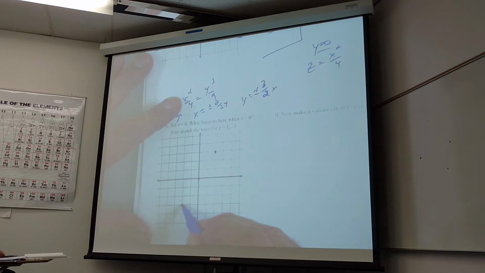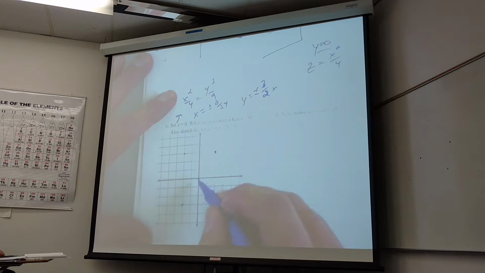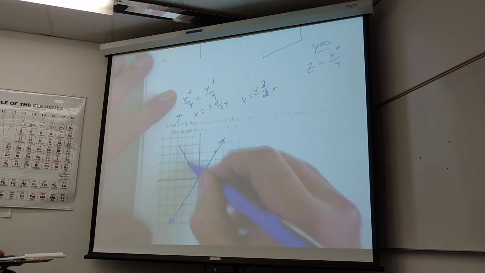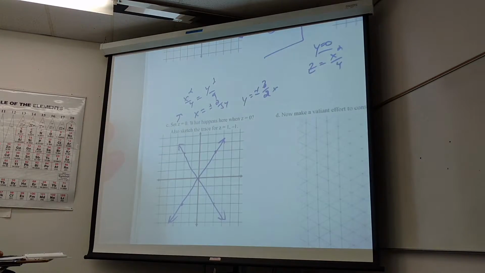Down, 3 over 2. And then it's plus or minus, so it's also going to be over this way. So it's these lines here. That is exceptionally freaky. And again, we don't know how to take this.